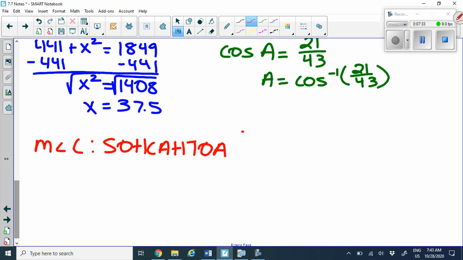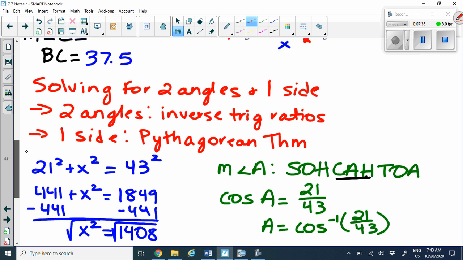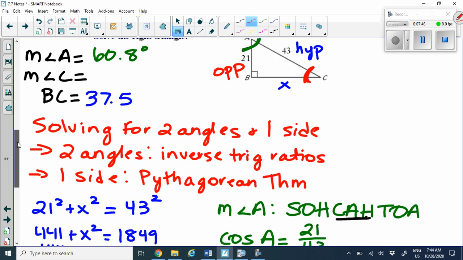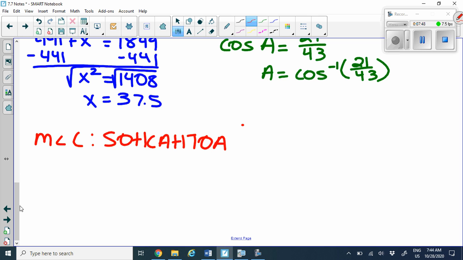Okay. So if I have opposite over hypotenuse, what is that going to be? Well, our O and our H is going to represent sine. So that's what we're finding here. So we're going to have sine of angle C equals, and so our opposite was 21, hypotenuse was 43. Now remember, I need to move that sine over. So when I do, it becomes the inverse sine.